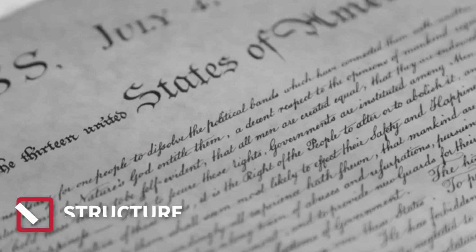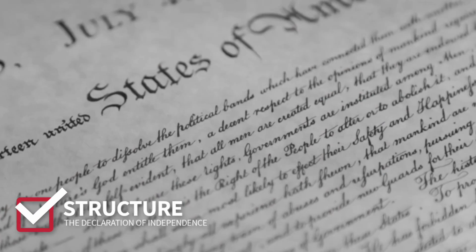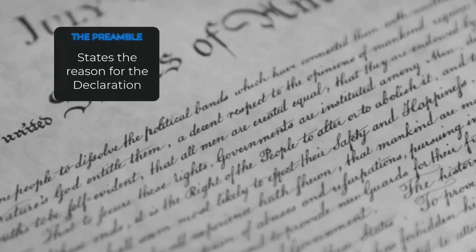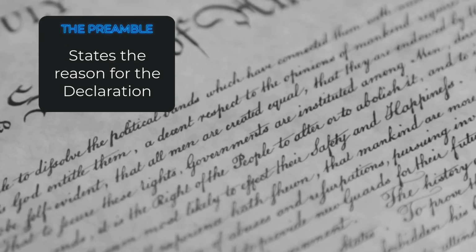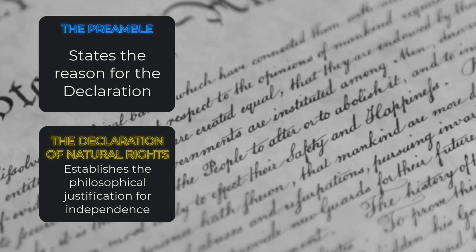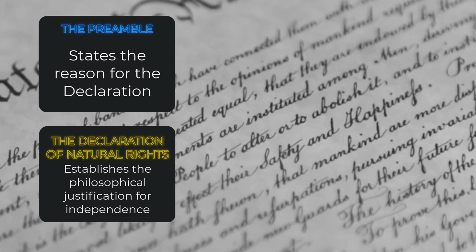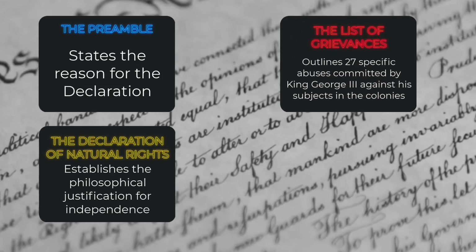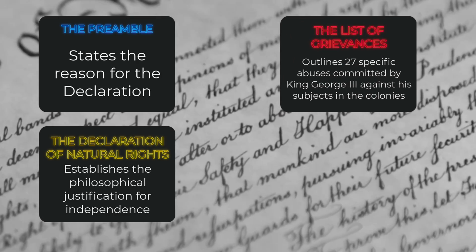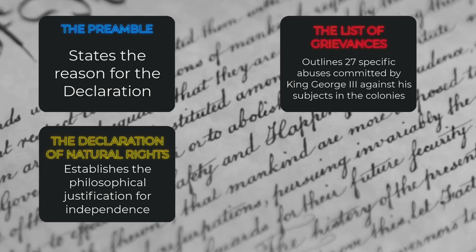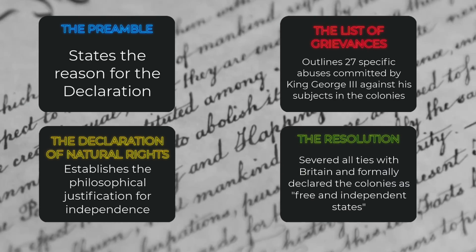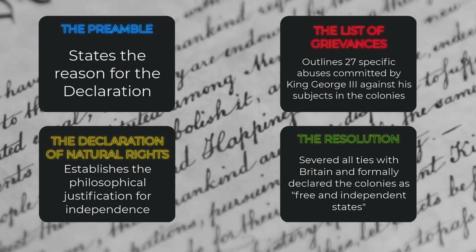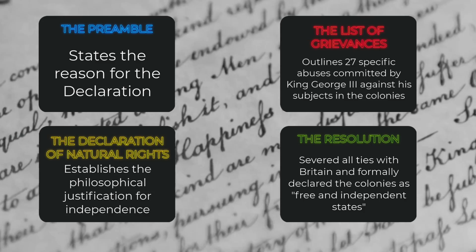The Declaration of Independence is structured into 4 distinct sections, each serving a crucial purpose. The Preamble, which states the reason for the Declaration; the Declaration of Natural Rights, which establishes the philosophical justification for independence; the List of Grievances, which outlines 27 specific abuses committed by King George III against his subjects in the colonies; and the Resolution, which severed all ties with Britain and formally declared the colonies as free and independent states.